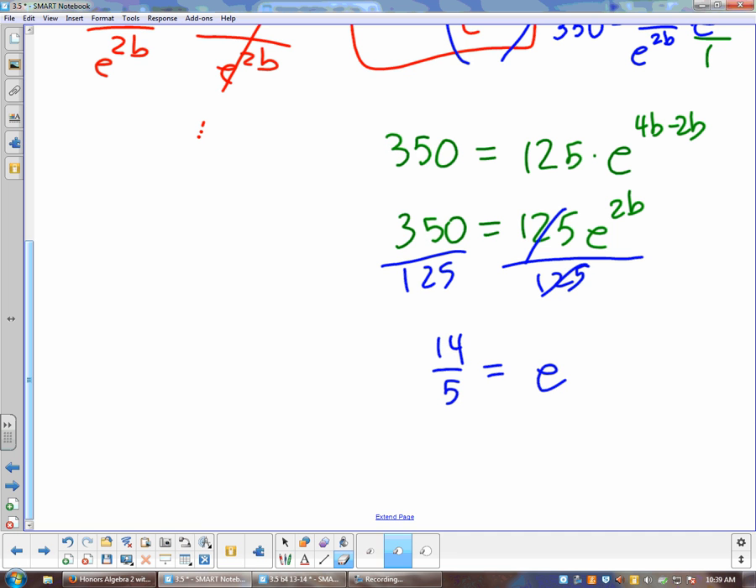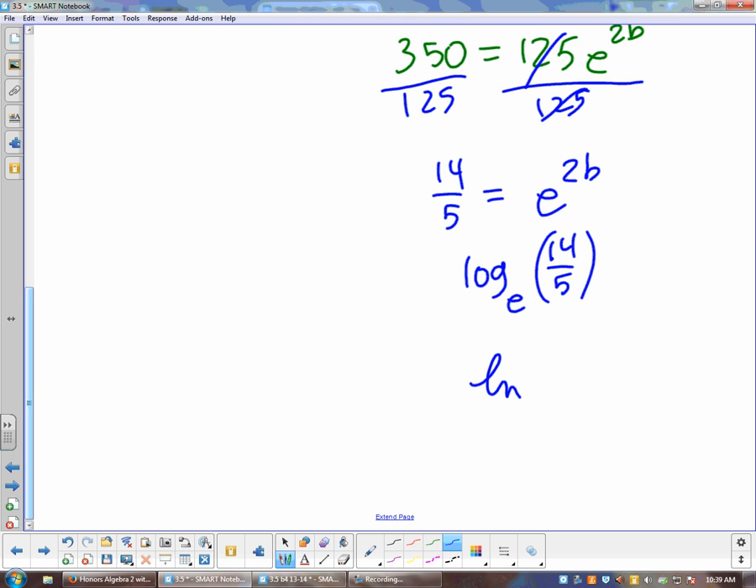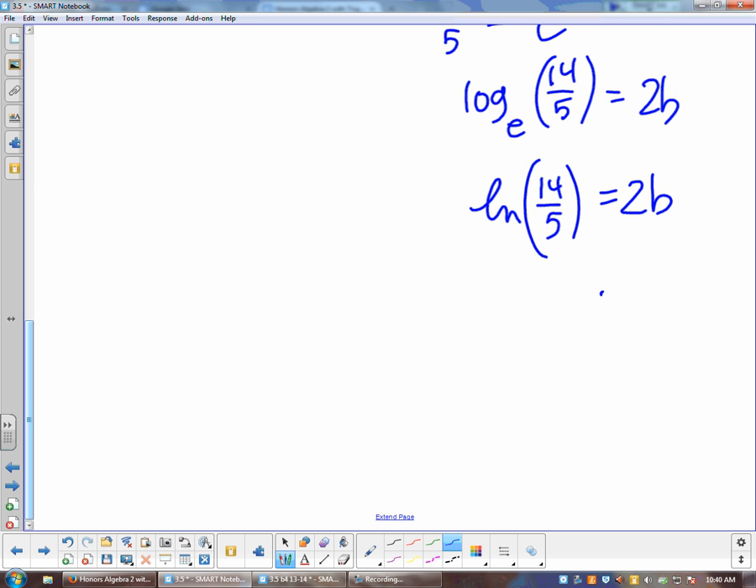Put it in natural logarithmic form. All right, so this is going to be log to the base e of what? Well, I just put ln. I'm with you, I like to be one step behind. ln of 14/5ths equals 2b. And so let's get a decimal for this. ln of 14/5ths is 1.029. And now I'm going to divide both sides by 2. So I get b equals what?